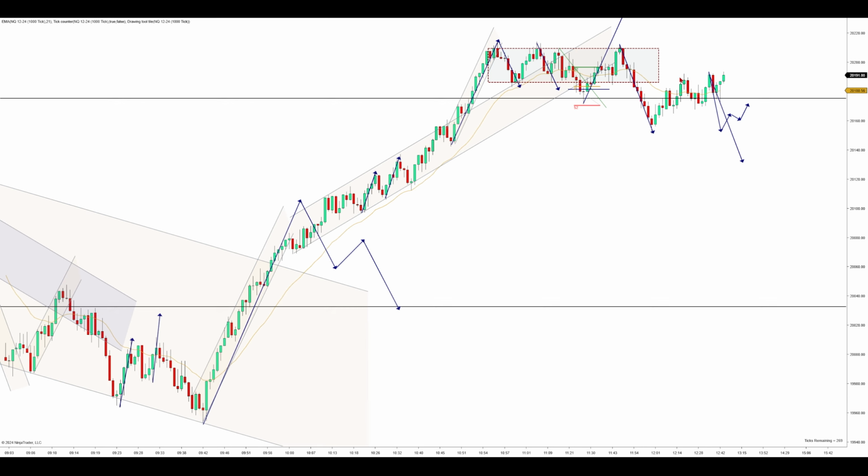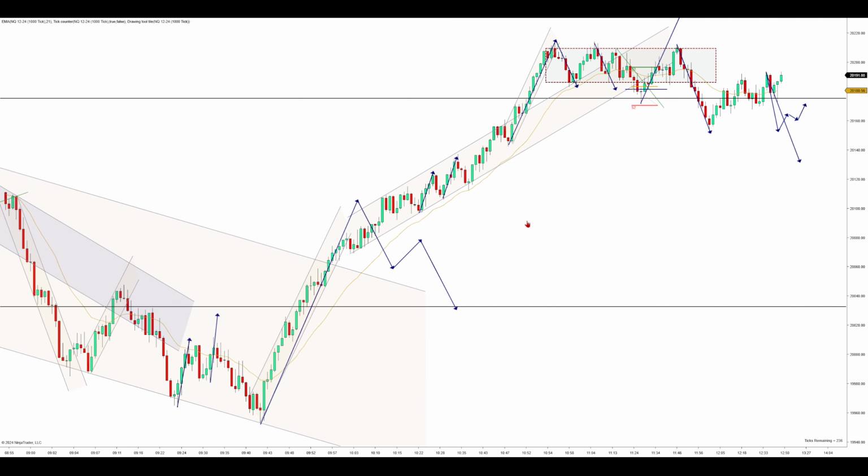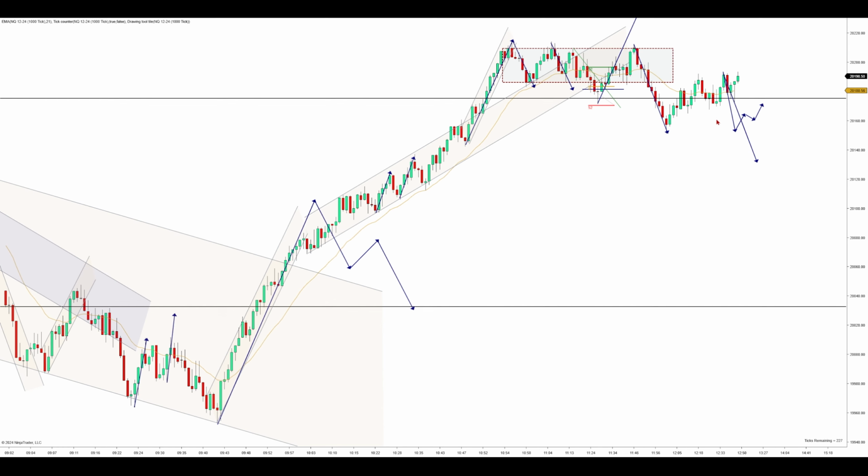You can use larger measured moves to your advantage. Some people don't even draw measured moves. I would recommend doing that. You know, they're too common and they're too accurate to ignore. And so anyway, this is what I'd like to see in this area here.